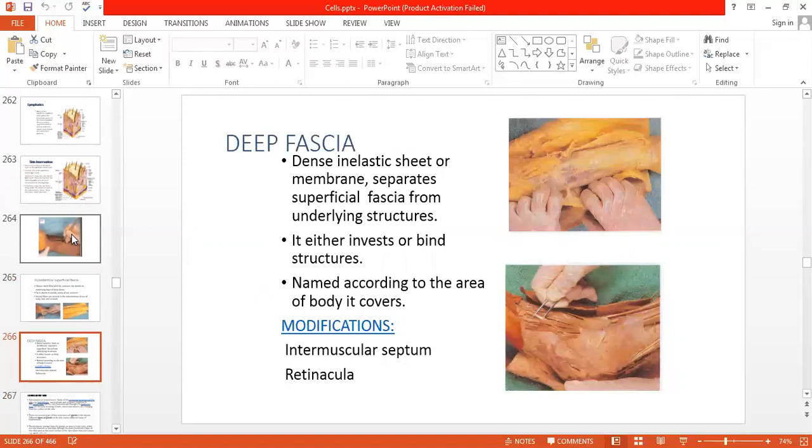Deep fascia, you can see in the figure, where is the deep fascia? Dense inelastic sheet or membrane separates superficial fascia from the underlying structure. It either invests or binds structure, named according to the area of the body it covers. Modification: intermuscular septum, retinacula.